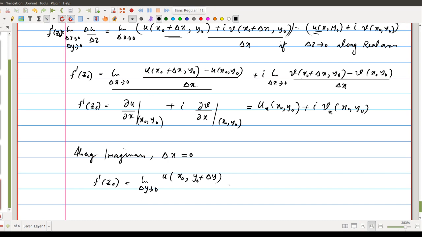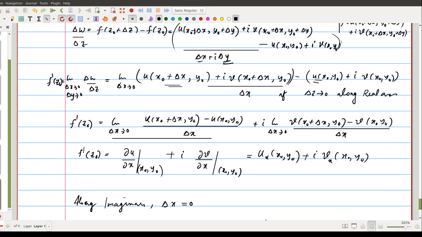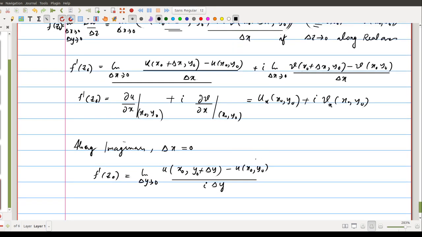So delta x equal to 0 at that point, and we have u remain the same, x naught, y naught, plus we have I times delta y here, because we know that delta z is equal to delta x plus I times delta y along the imaginary axis. Delta x will be 0, then I times delta y will be there. So we write this is equal to the limit, I times delta y tends to 0.